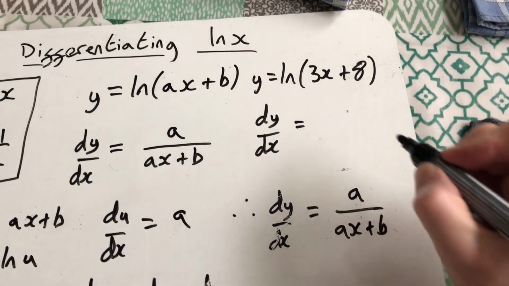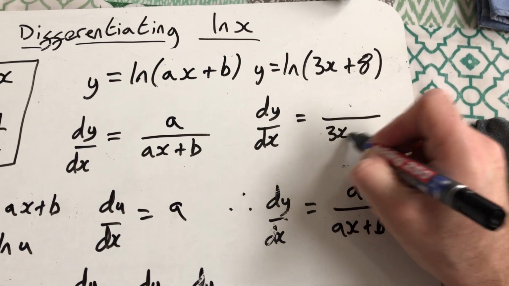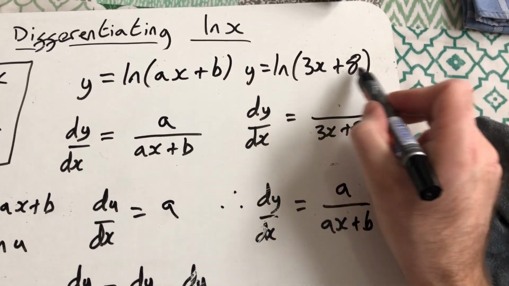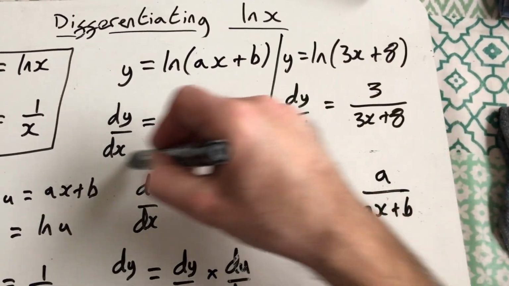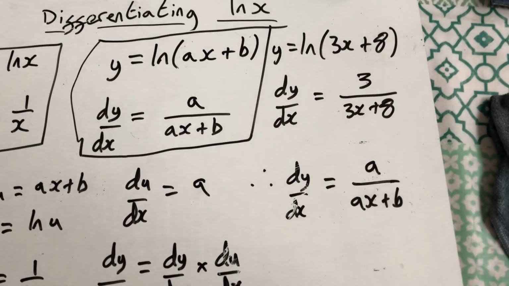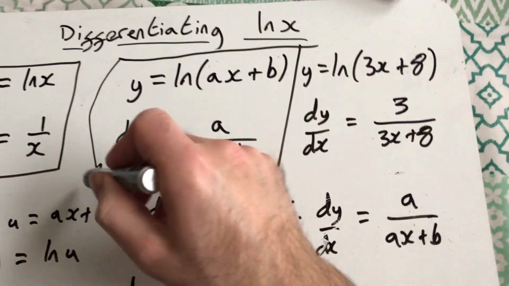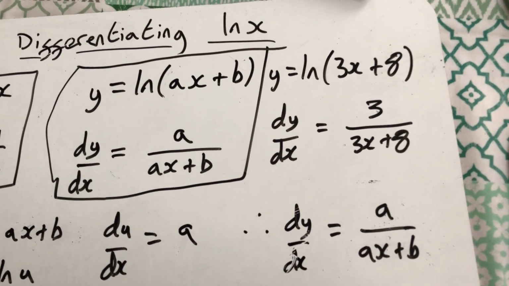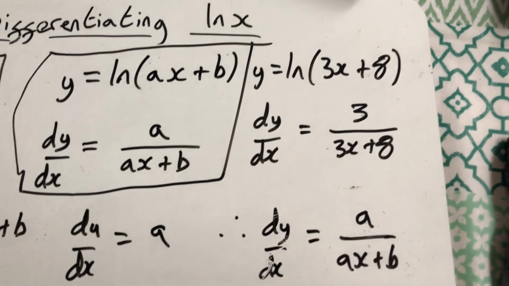Right, let's just go and put it in, and on the denominator, 3x plus 8. On the numerator, differentiate that, you get 3. Okay. So when you remember this result here, then it's quite easy just to write down what the answers are.